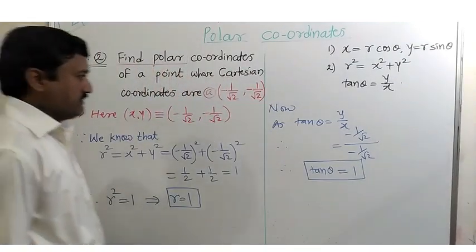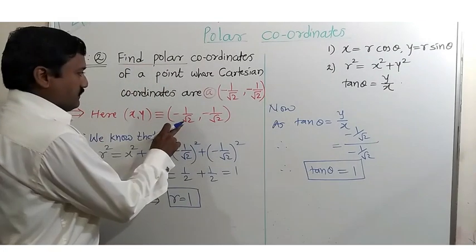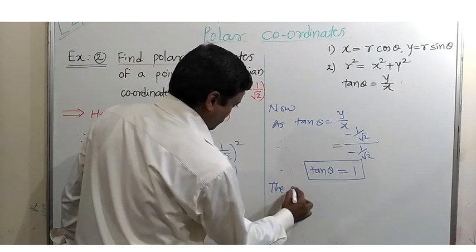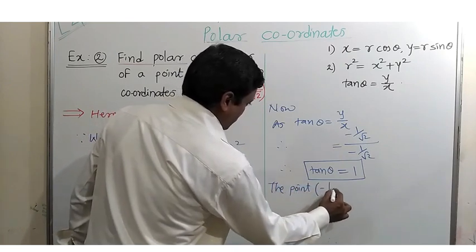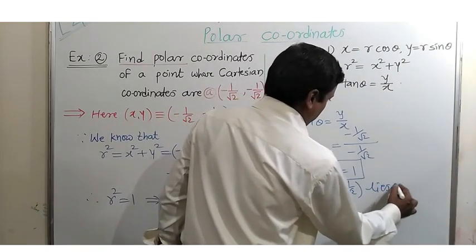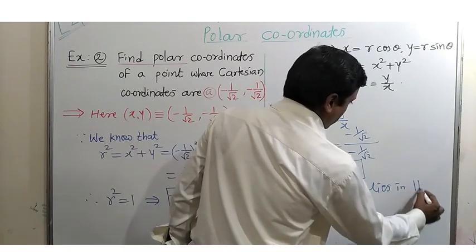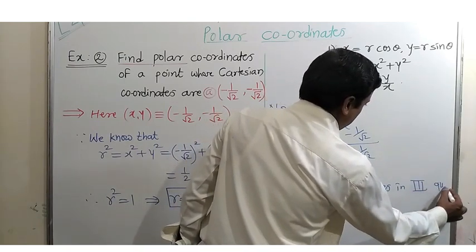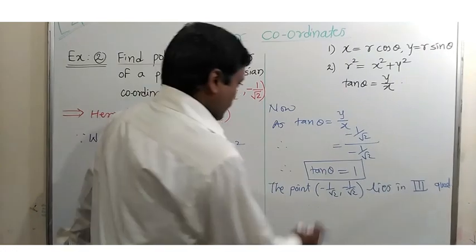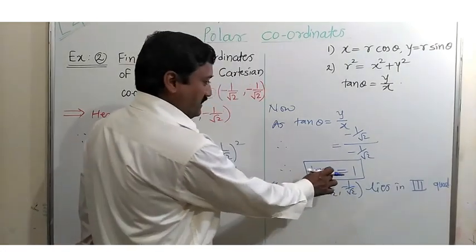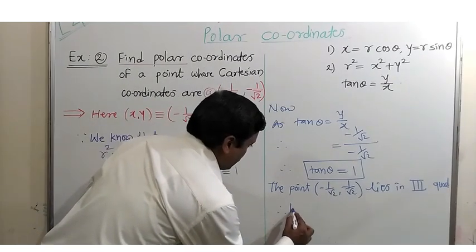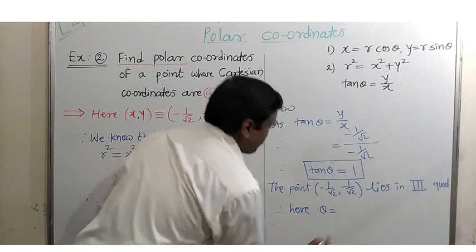We know when tan theta is equal to 1, now this point lies in fourth quadrant. The point minus 1 upon root 2, minus 1 upon root 2 lies in third quadrant, not fourth. This negative point lies in third quadrant. Therefore, we have to find the angle theta which lies in third quadrant such that tan theta is equal to 1, and therefore here theta is equal to, let us see the figure.